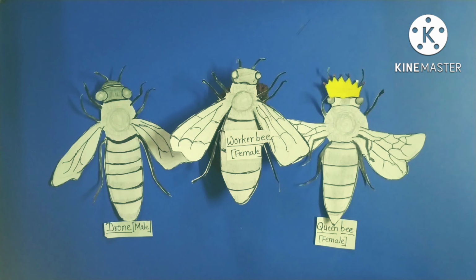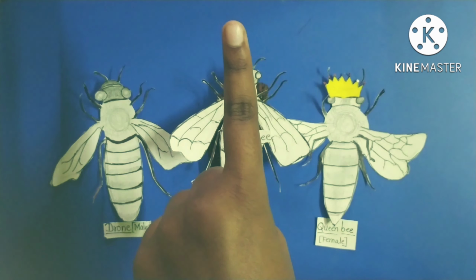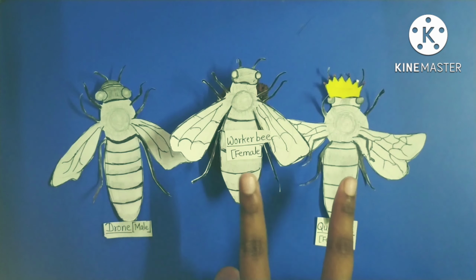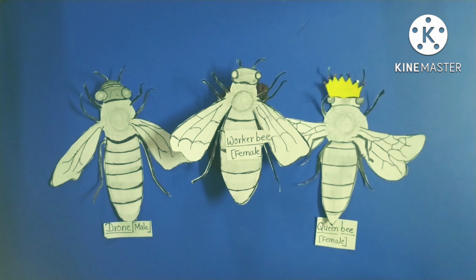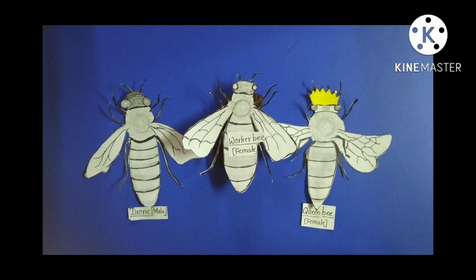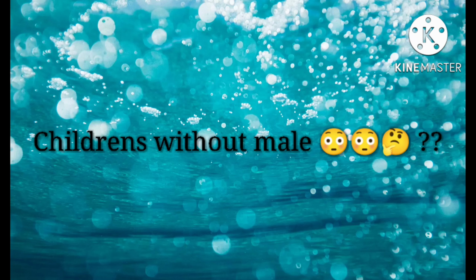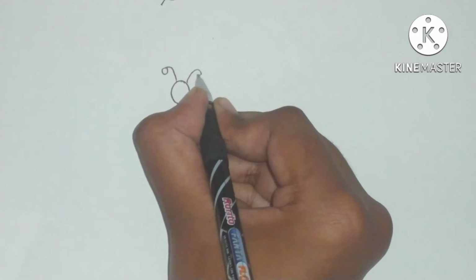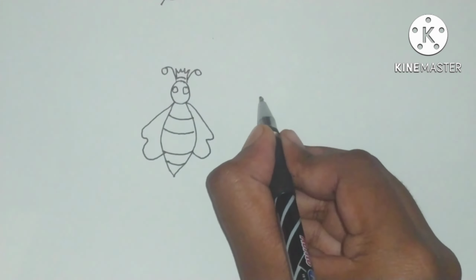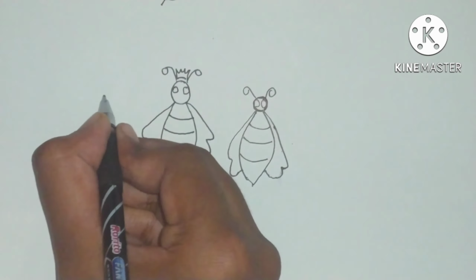Now usually in any population we have only one type of male and one type of female, but here we have 2 types of females. But how? Let's try to understand this from the very beginning. Worker is a sterile female, whereas queen is a fertile female. That means queen can produce children with the drone and even without the drone. Yay, you heard it right. Children without a male. In honeybees, there is a special type of sex determination which is known as haplodiploidy.